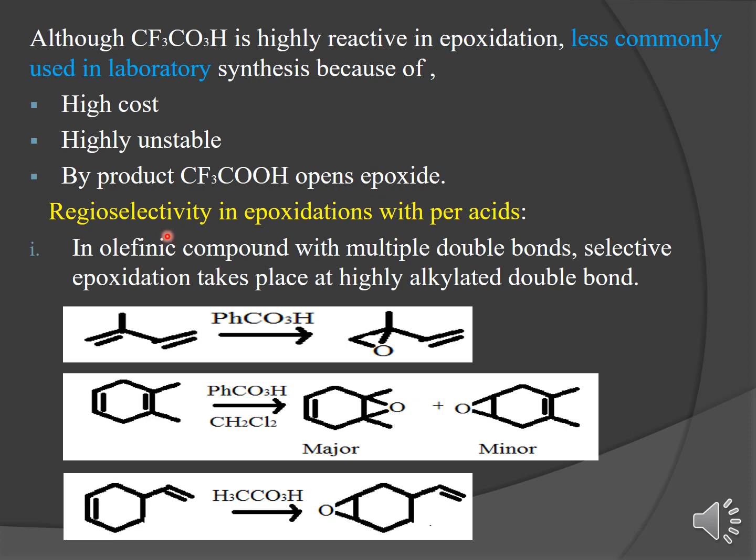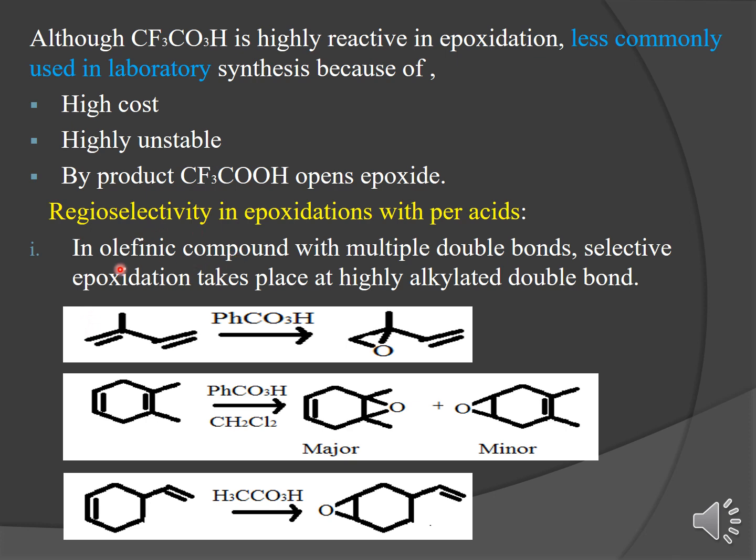And then moving on to regioselectivity, regioselectivity in the epoxidations with the peracids. So which region do you have to select, whether the terminal alkene, the less substituted alkene or the more substituted alkene, at which region do you have to do the epoxide formation, right?